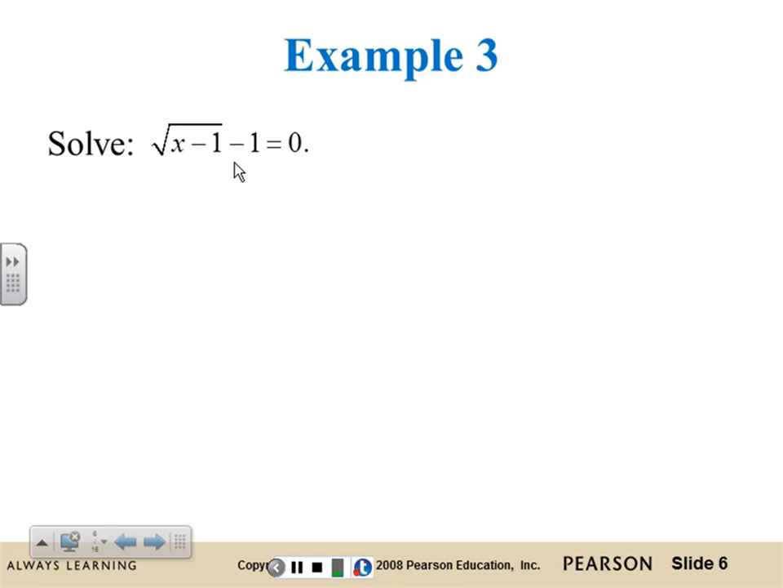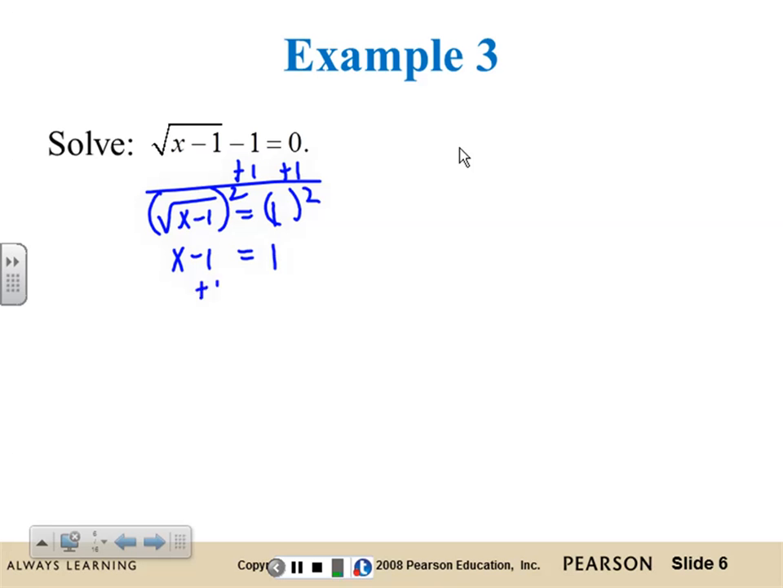Alright, so here, look, the radical is on the same side as this negative 1, and I need this to be by itself. So I need to get rid of this minus 1. So what I'm going to do is add 1 to both sides. And so I have the square root of x minus 1 is equal to 1. And now I'm going to square both sides, and I'm going to have x minus 1 is equal to 1, and then if I add 1 to both sides, I get x is equal to 2.